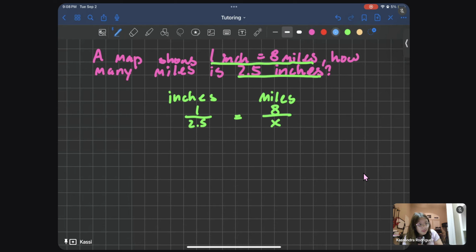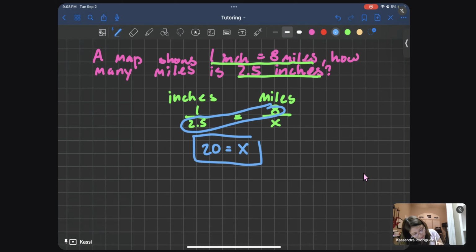So now I'm going to give you a second to solve. Come back to me when you've solved. Okay, hopefully you had enough time there. Pause the video. So we're first going to do 8 times 2.5, which is going to be 20, is equal to x. So 2.5 inches is equal to 20 miles.